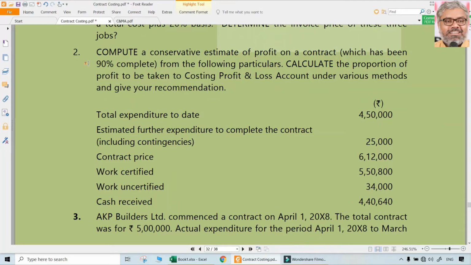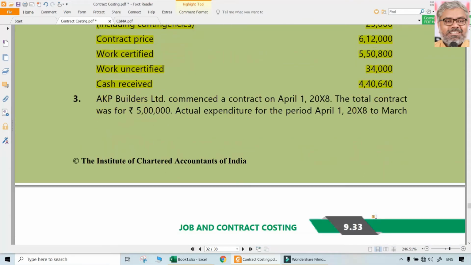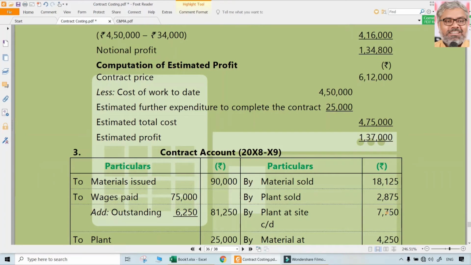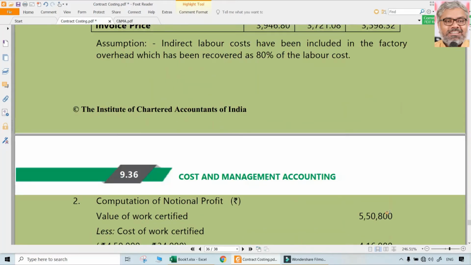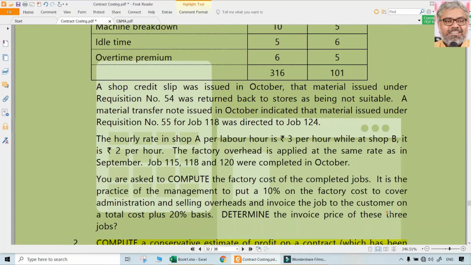Question number 2 at the end of the chapter says, compute a conservative estimate of profit on a contract which is 90% complete from the following particulars. Calculate the proportion of profit should be taken to the costing P&L account under various methods. This is actually not required, because I don't know if it is there also or not. No methods are now mentioned. Earlier they used to be there as part of the syllabus. Now it is not there.